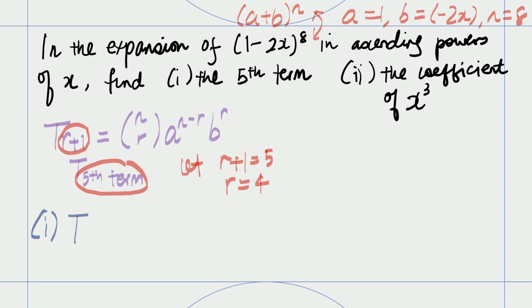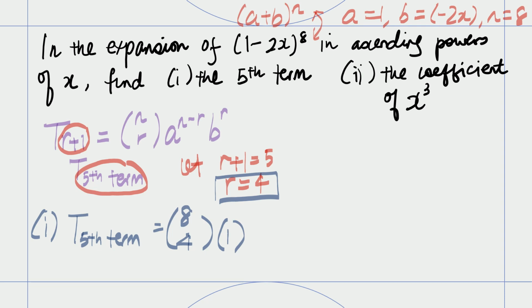So we want to find the fifth term. So n is equal to 8, and we're going to substitute r equals 4. The value of a is 1, so it's 1 to the power of n, where n is 8, so 8 minus 4, bracket negative 2x, close bracket to the power of 4. Right, so you can easily use the calculator to evaluate 8C4. 8C4 is just 8 shift nCr 4, and that gives you 70.